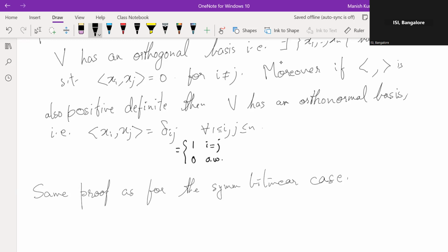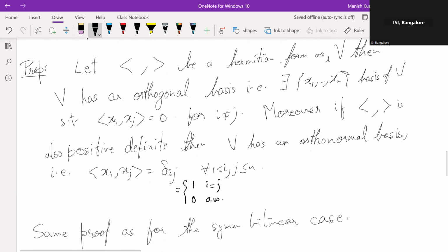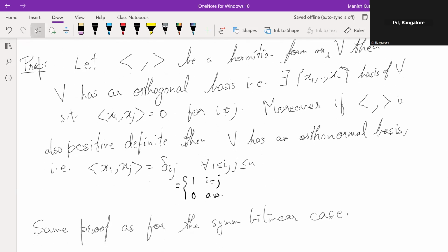Hermitian is just a slight generalization, where you go from real to complex numbers. That's the only difference. So many of the ideas which you apply to symmetric bilinear forms go through to Hermitian forms.